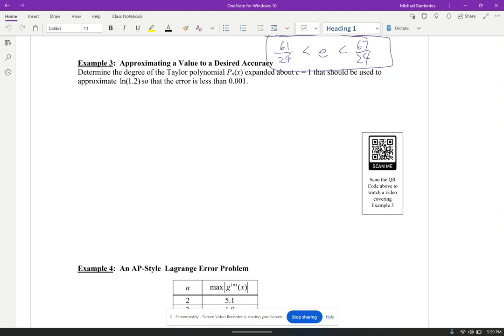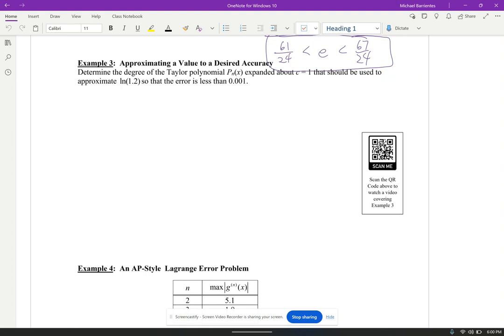So if we read example 3: determine the degree of the Taylor polynomial expanded about the center c equals 1 that should be used to approximate the natural log of 1.2 so that the error is less than 0.001. All right, there's a lot going on here, so we're going to take it one at a time. We're definitely going to use a Taylor polynomial, but what's different here is I don't know how far to go. I don't have a degree. We're looking for the degree.